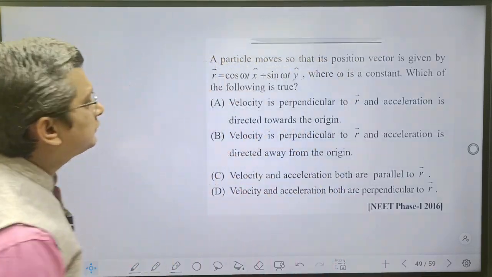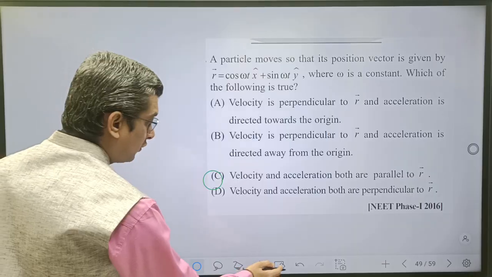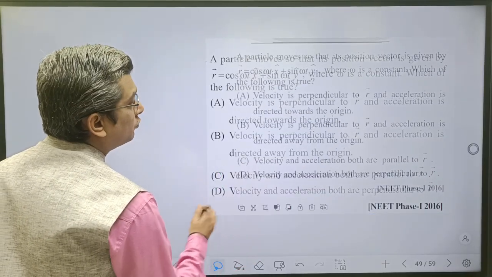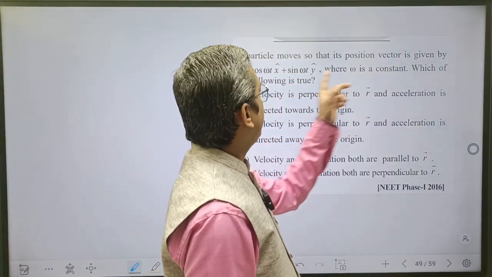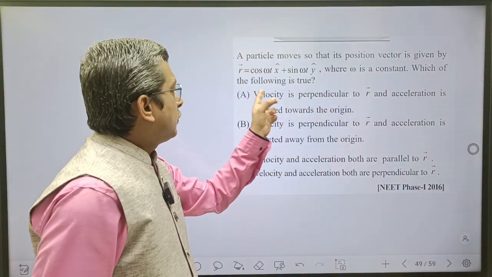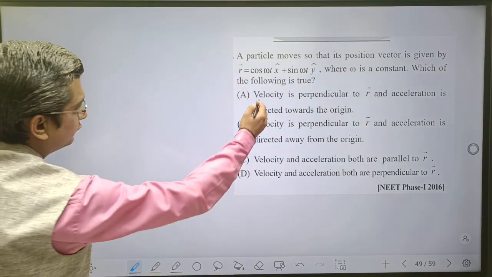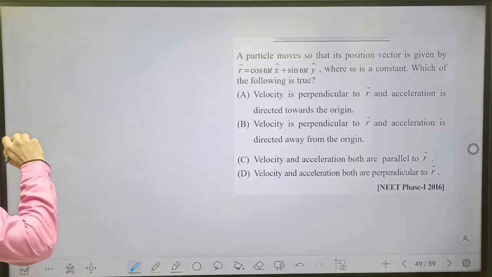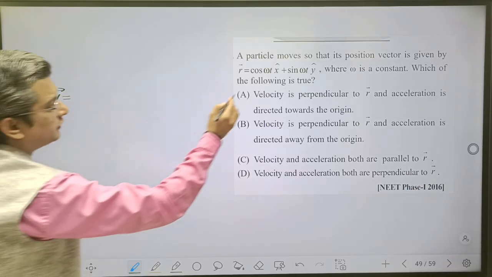Next, in this question, if you observe, it is almost the same pattern as the earlier question. A particle moves so that its position vector is given by this value. Which of the following is true? We have to find the correct statement. So first it is commenting on the velocity, isn't it? So what is velocity? Velocity is given by v is equal to, you have to differentiate this value.